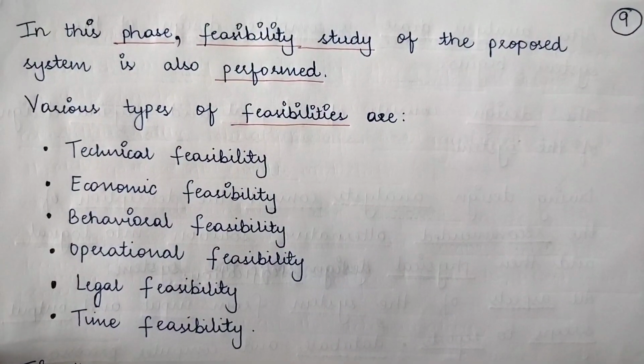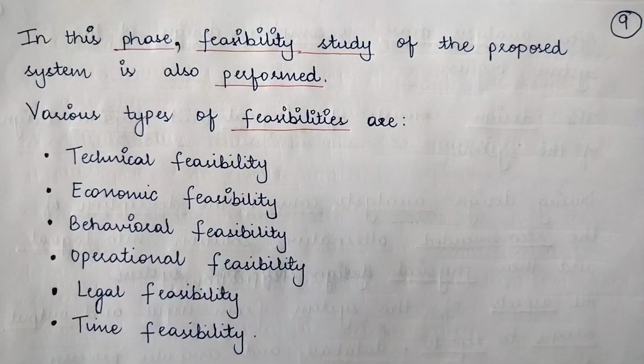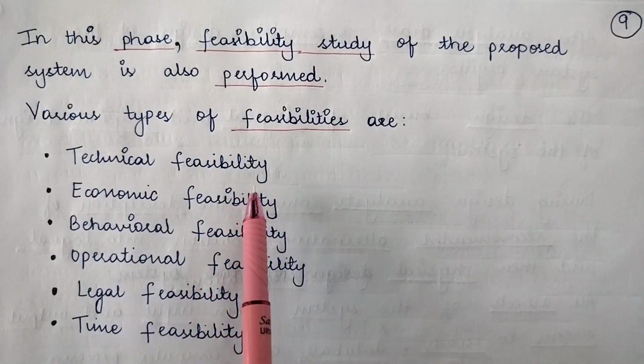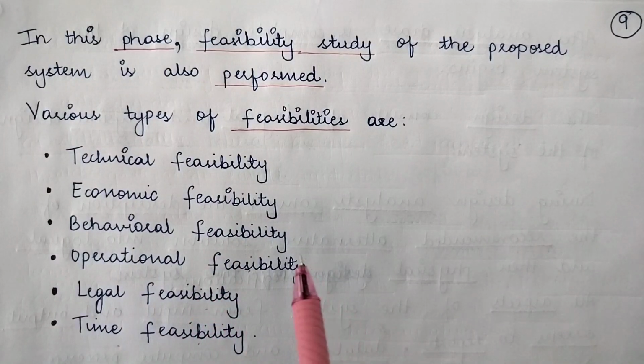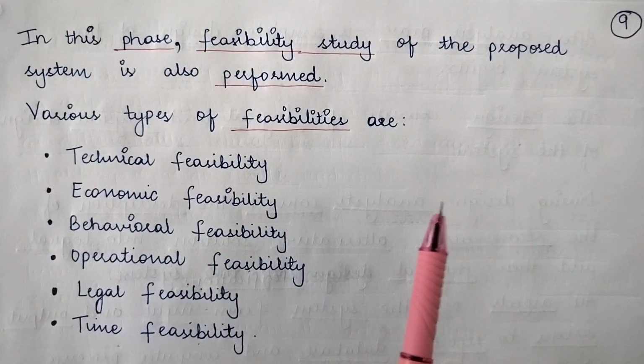Now, in the analysis phase, a feasibility study of the proposed system is also performed. Feasibility studies are basically divided into these categories: technical feasibility, economic feasibility, behavioral feasibility, operational feasibility, legal feasibility and time feasibility. See, these are the feasibilities which are studied for the feasibility study of any project.